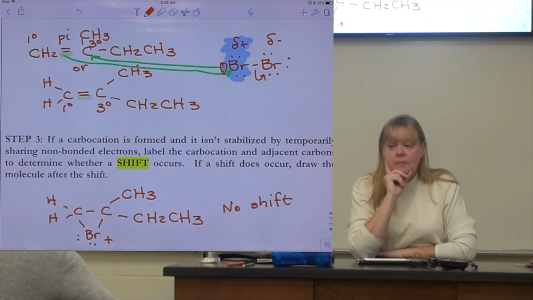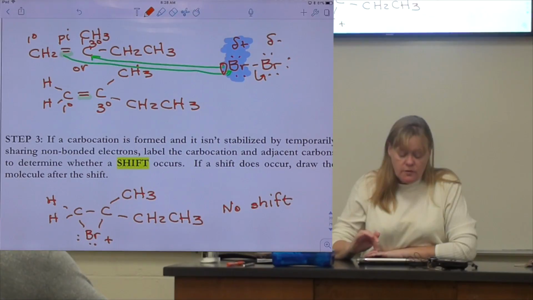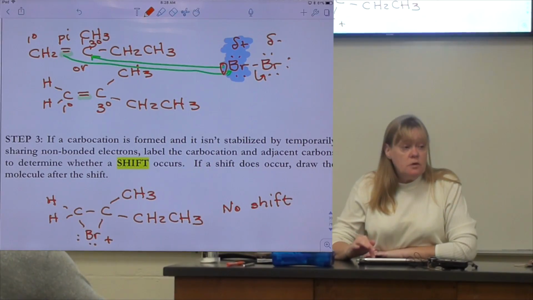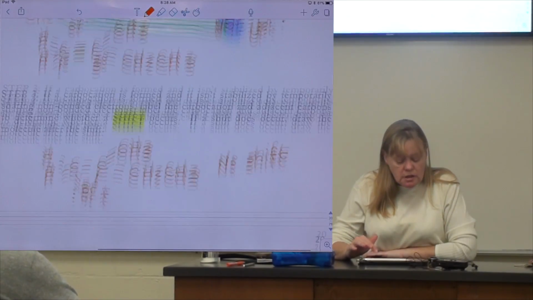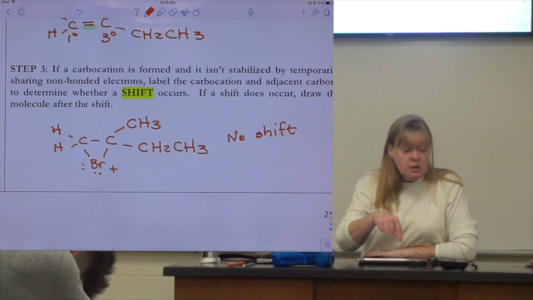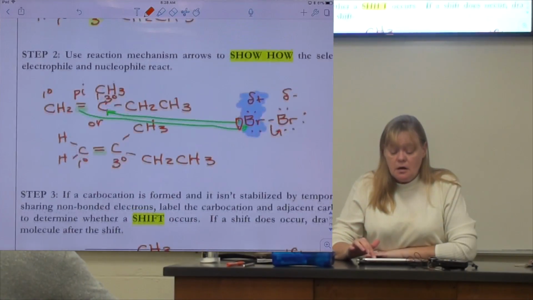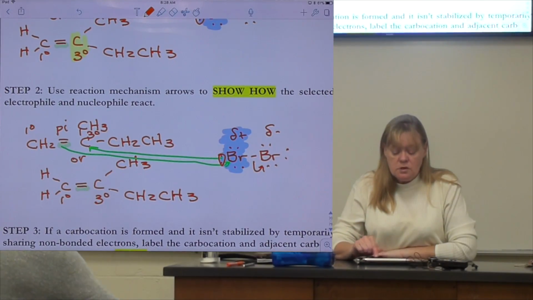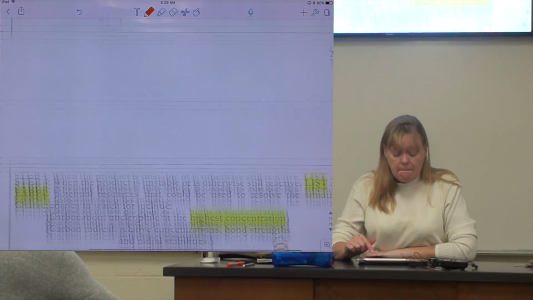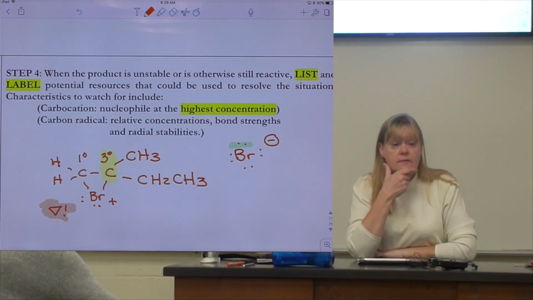Now you look at the mayhem that you created and see if it's okay to leave it like that. But no, you've got a strained ring, so you can't just go with that. So you need to list and label the reactive molecule plus any resources that you have to take care of it. In the first step, you used up the bromine, but you created a bromide ion. So that's your other resource that you have.